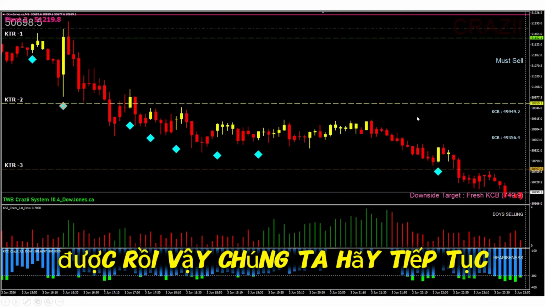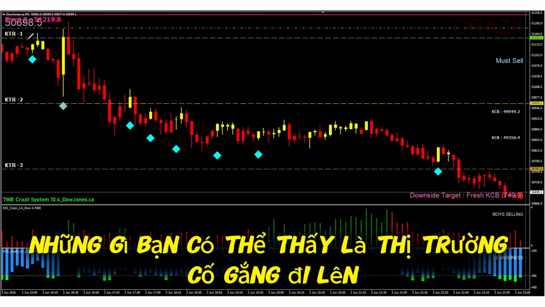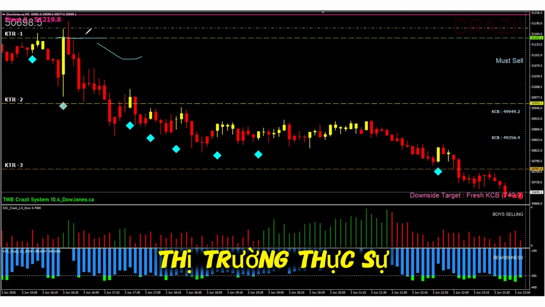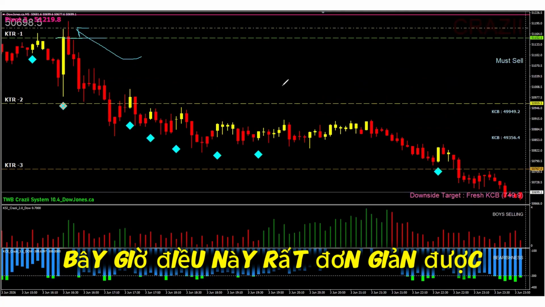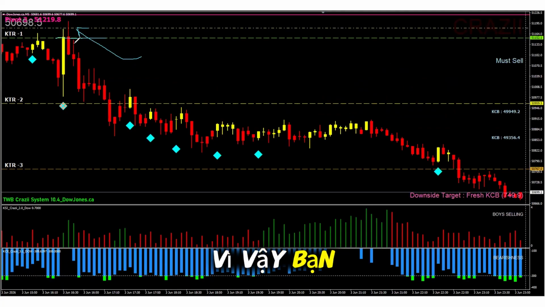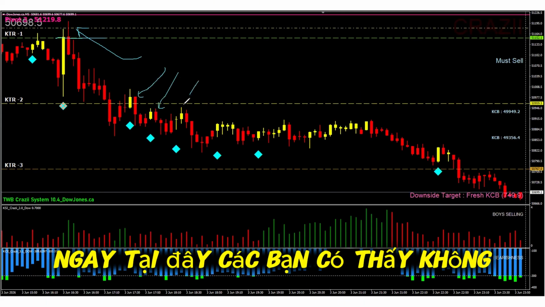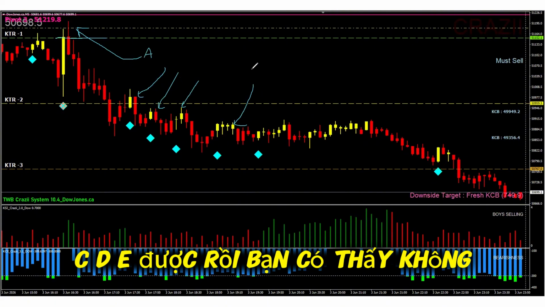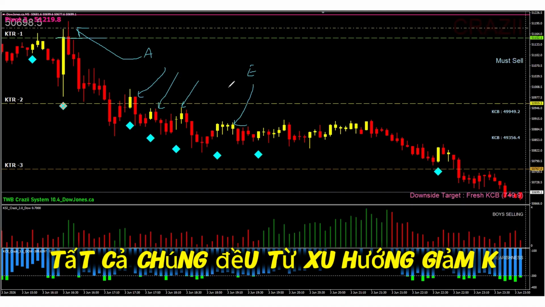Let's continue. You can see right now a bigger picture. The market tried to go up, it failed. This is where I get excited, because the market purposely did this. The market actually purposely touched the MLP and came down. This is very simple. You have another set of K trend right here itself, guys. Can you see it? This is A, and this is A, B, C, D, E. From A to E, all of them are on the K trend, downward trend. Can you see that?